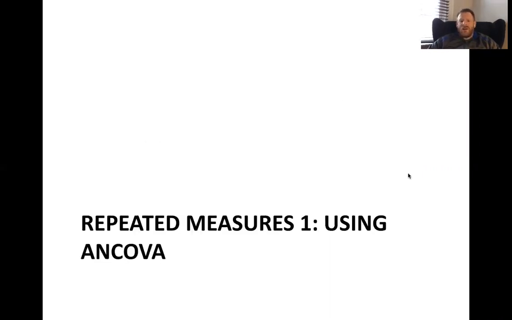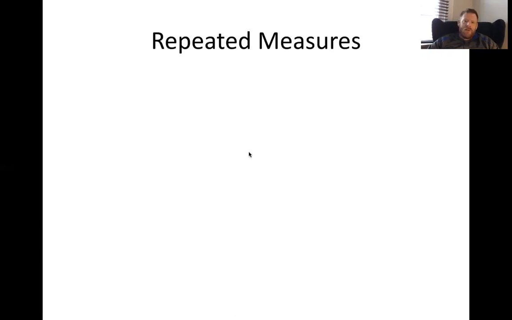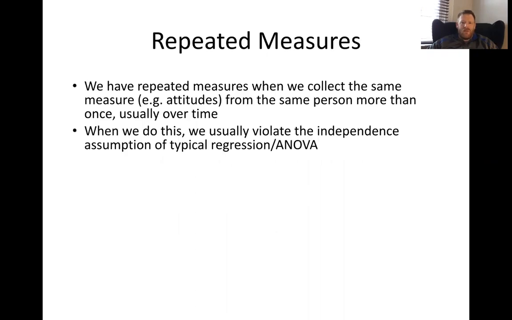All right, so let's talk a little bit about using ANCOVA. The main reason we're learning about advanced ANOVA models this week is to better handle situations where we have repeated measures. So let's talk a little bit about what repeated measures are. Repeated measures occur when you collect the same measure, for example, attitudes, motivation, beliefs, grades, temperature, it could be anything, right? From the same person more than once, and usually over a defined period of time.